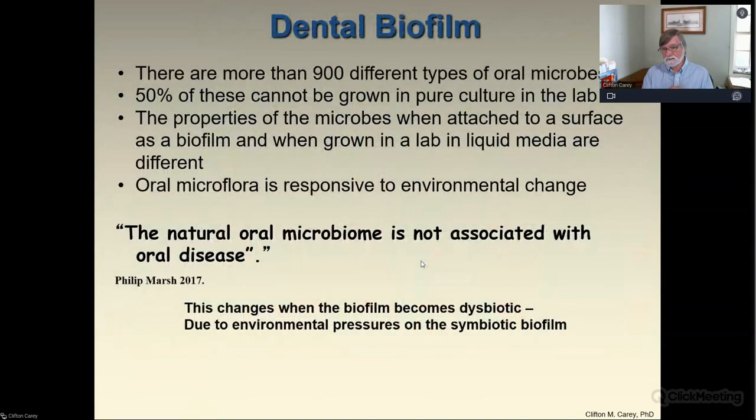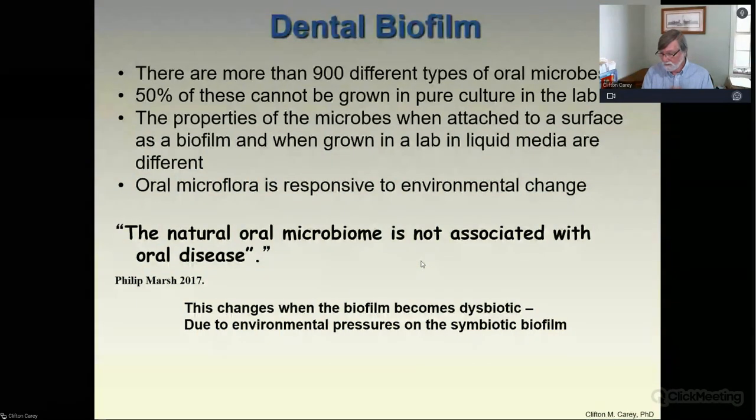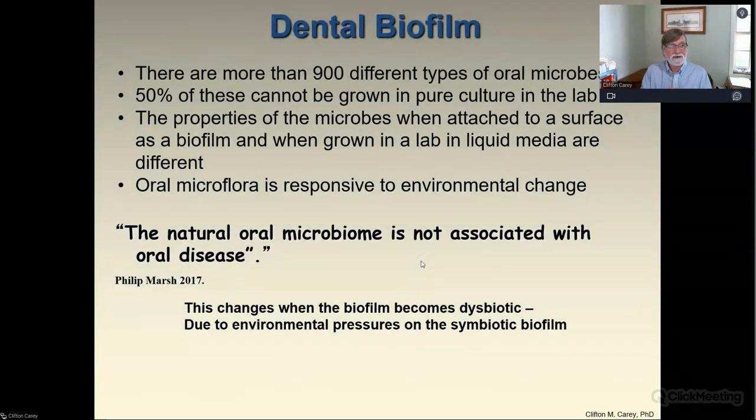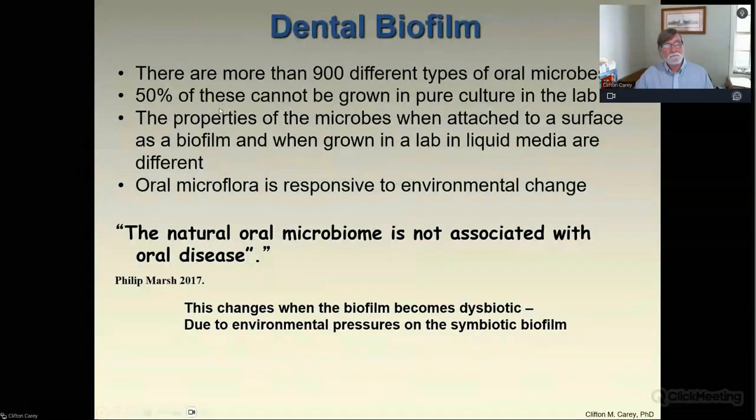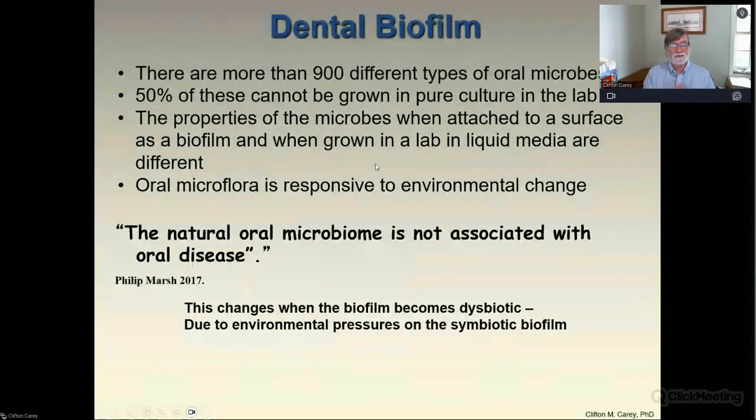If you study biofilm for any length of time, you'll find out that there are roughly 900 different species of oral microbes in each person. They're not the same for everybody. There are some that are close. There's been a total of about 1,200 different species identified in various oral biofilms. Most of these can't be grown in culture in the laboratory, which means it's really tough to do a laboratory study that mimics everything that goes on in the environment of the mouth. And the properties of the microbes when they're attached to a surface in the mouth are often different than the same type of biofilm that you grew in the lab, because the environment is different.